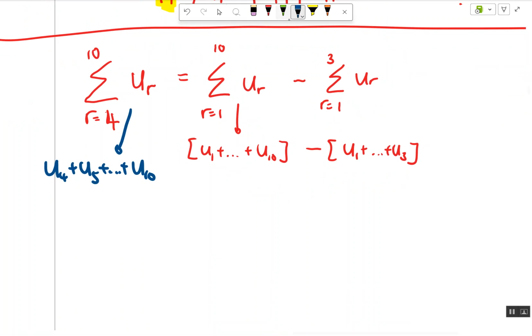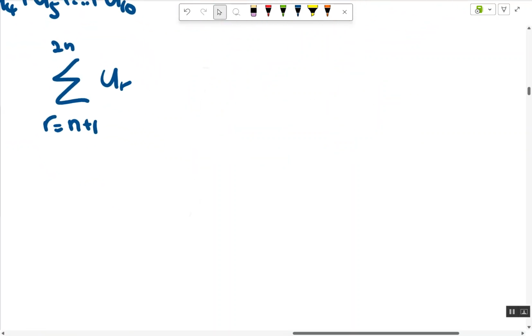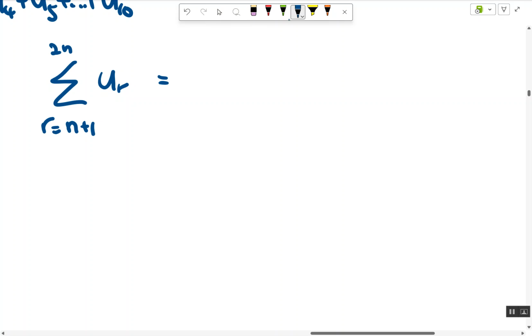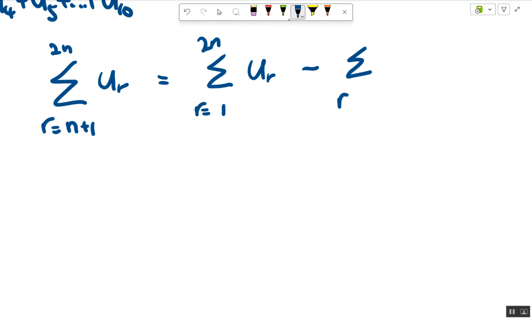Okay, putting it in terms of n is more tricky. Like if I want the sum of r equals n plus 1 to 2n of ur, this is something actually quite common. It's the same as the sum of r equals 1 to 2n of ur minus the sum of r equals 1 to n of ur.